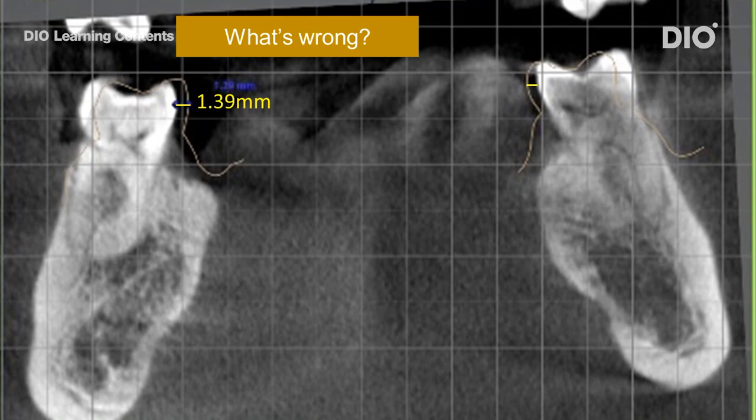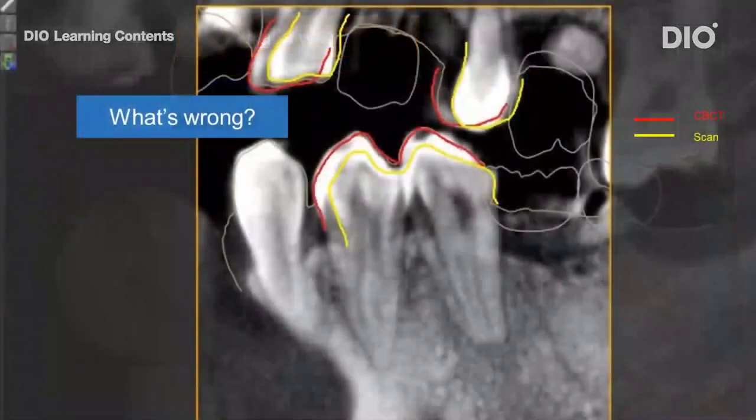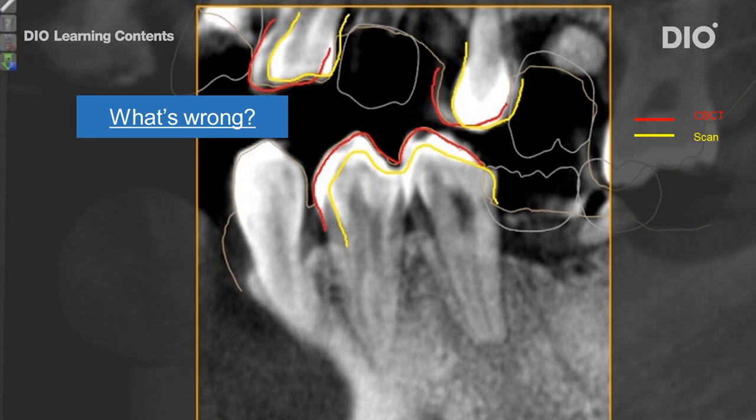Even though there were no problems with the CT scans, intraoral scan, or the stone model, there is a merging difference of 1.39 millimeters. What do you think went wrong here? Look at this slide. This is a merged CBCT file and a scan file. There is a gap between yellow and red gingiva lines in the image.